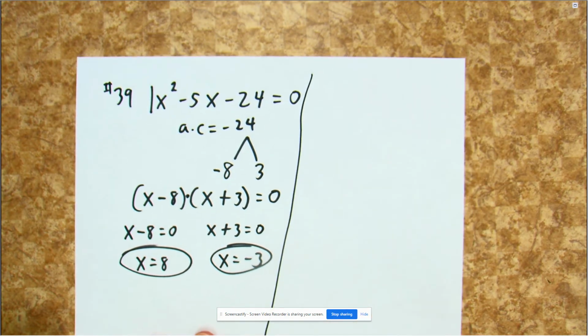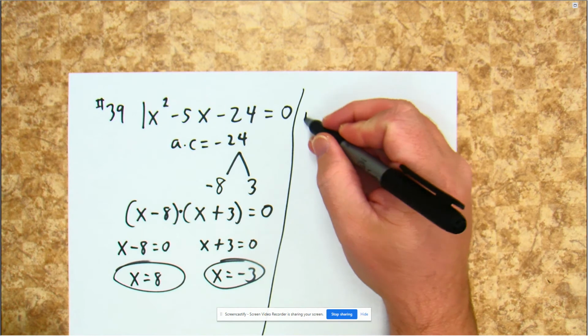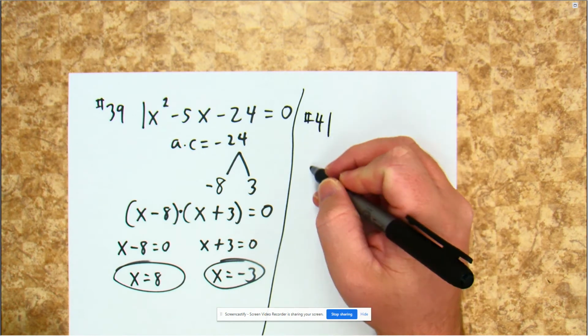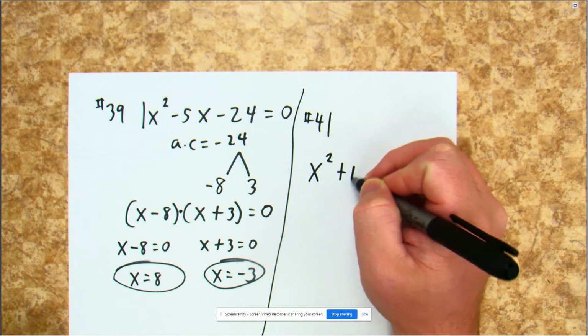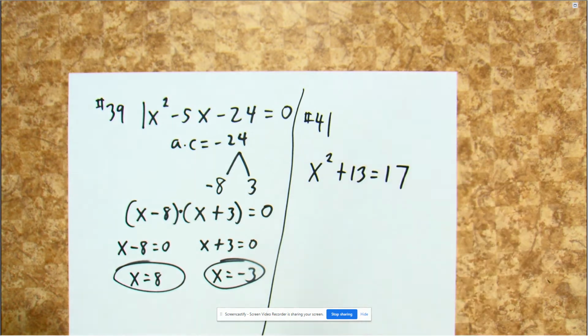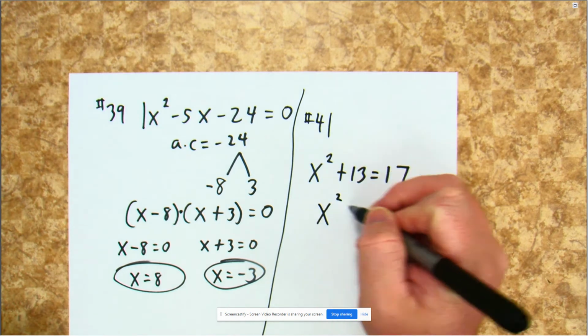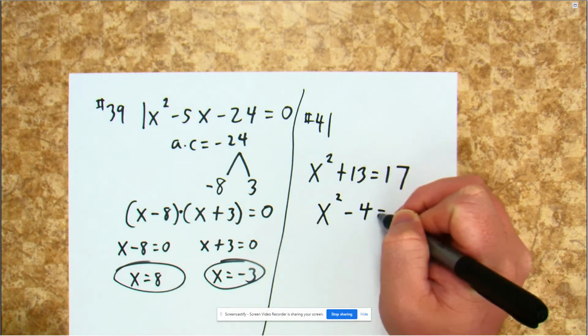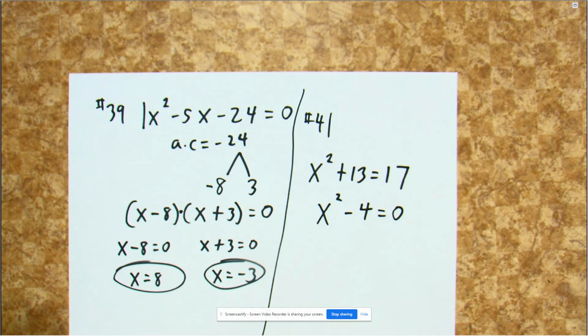Let's take a look at number 41. Now 41 was just slightly different from the problem we just did. They wanted you to solve it. It was not equal to 0, so you're going to have to get it equal to 0. Subtract 17 from both sides. If you subtract 17 from both sides, you end up with something like that.